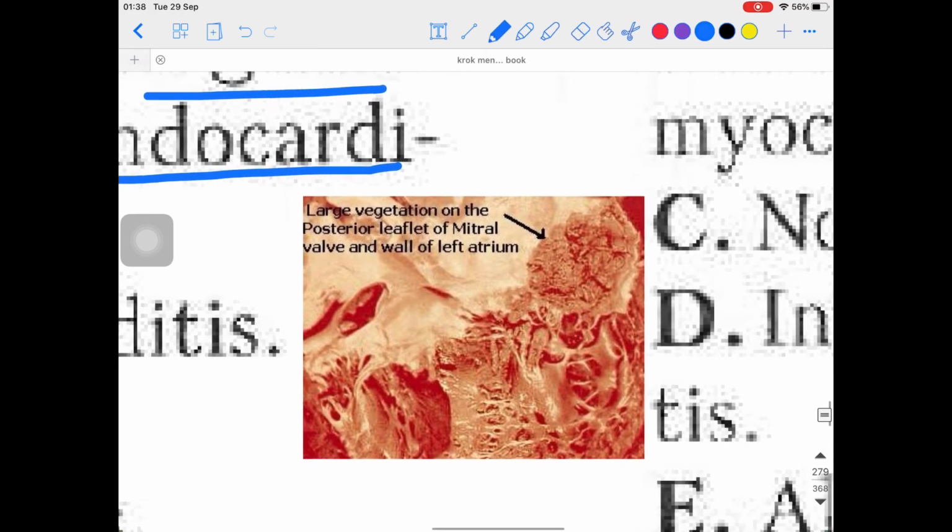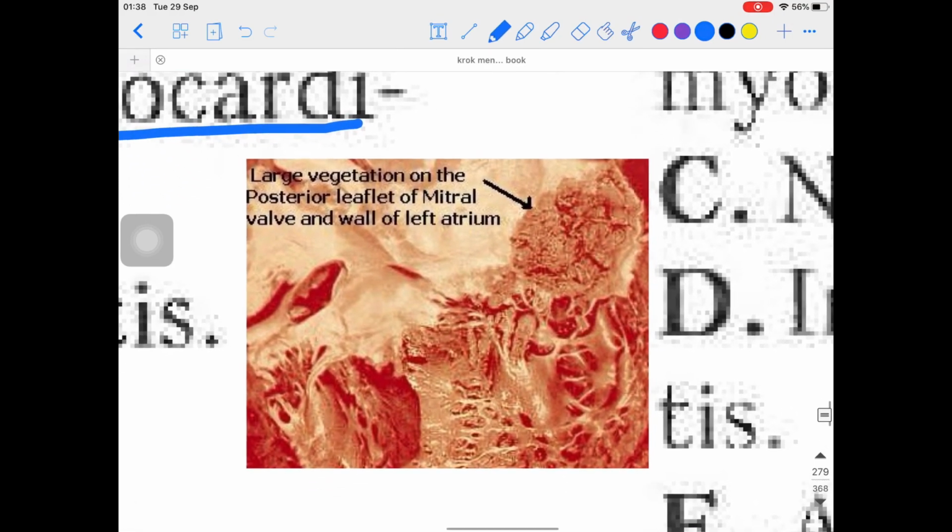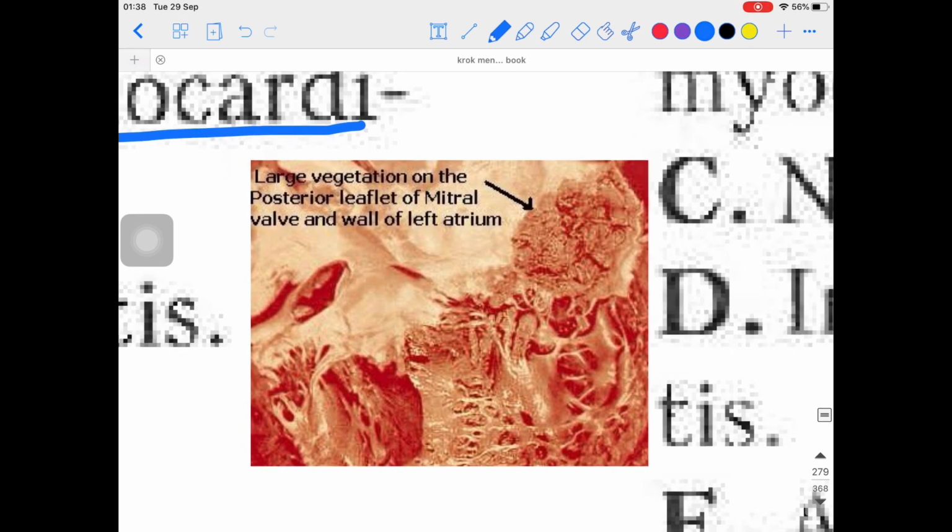So over here there is a gross finding of the valve, that is a mitral valve. This is the appearance I'm talking about right now. Over here you can see several kinds of polyps. However, the image is not that clear, but several polyps are coming out over here, and these are the vegetations coming out from the mitral valve of the left atrium.